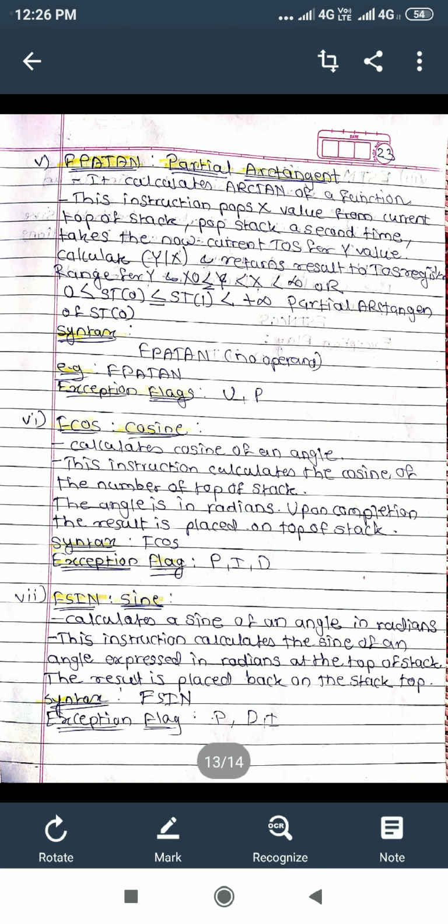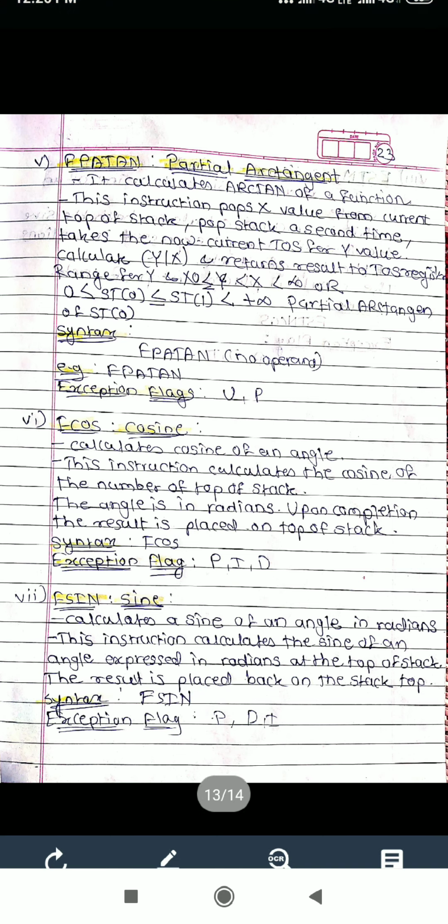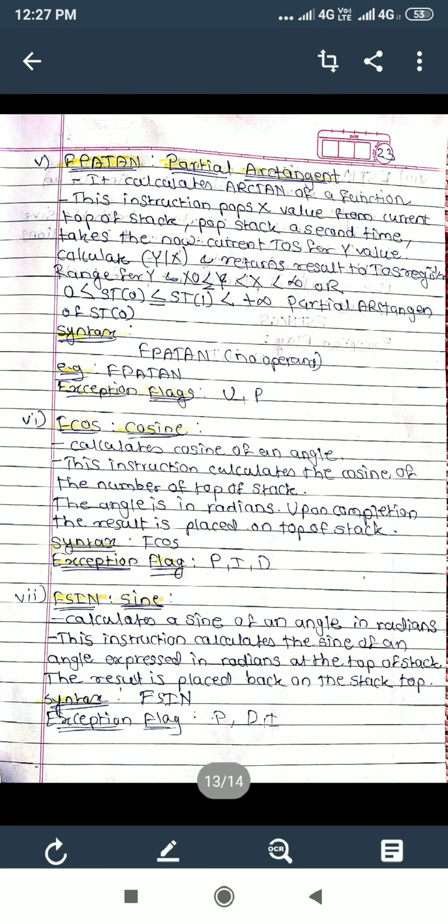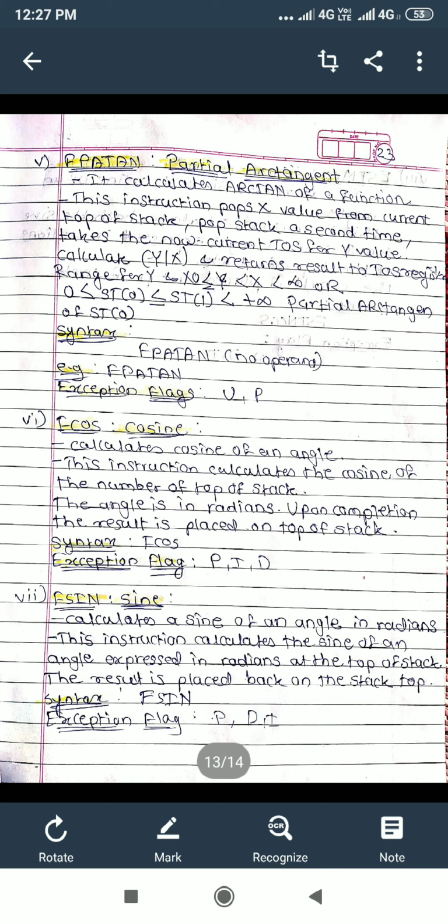Next type of instruction is FSIN, that is sine. This FSIN calculates the sine of an angle in radians. This FSIN calculates the sine of an angle expressed in radians at the top of the stack, and the result is placed back onto the top of the stack. The syntax for this is shown here: simply FSIN, and the exception flags for this FSIN are the parity flag, direction flag and interrupt flag.